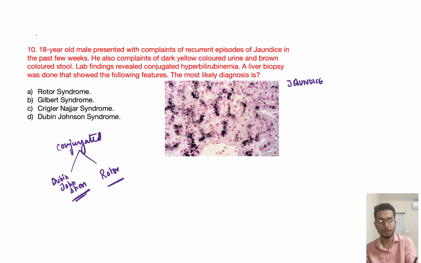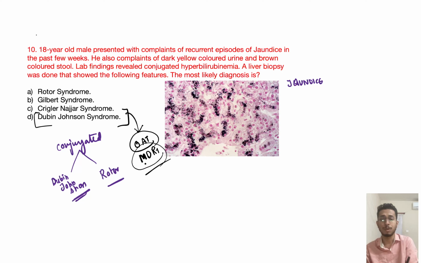Alright. Now for Dubin-Johnson, you should know that from the exam point of view, the question that is asked is which gene or transporter is defected. It is organic anion transporter defect, which is also known as multi-drug transporter defect. Alright. Because of this transporter defect, glucuronide conjugated bile cannot leak out, leading to conjugated hyperbilirubinemia. Due to the defect in this pathway, not only the biliary channel is affected, epinephrine metabolite also does not get excreted and gets accumulated in liver, which gives the black color.